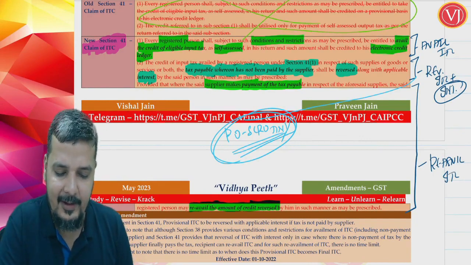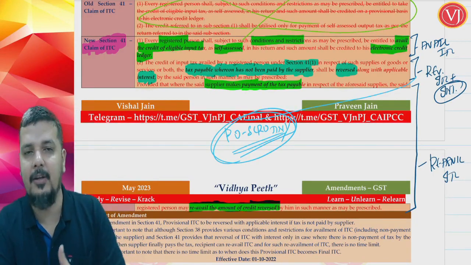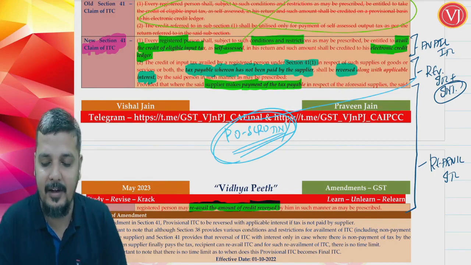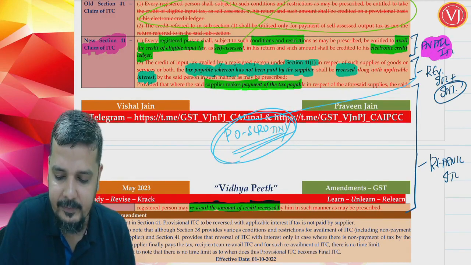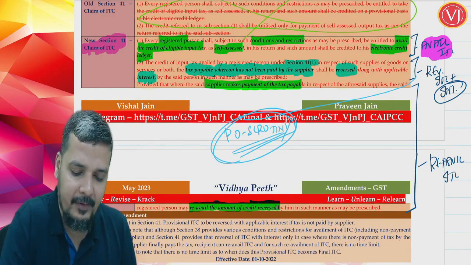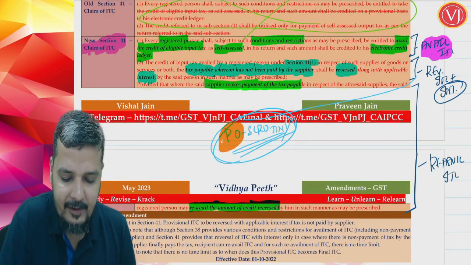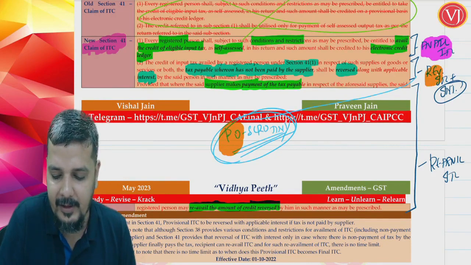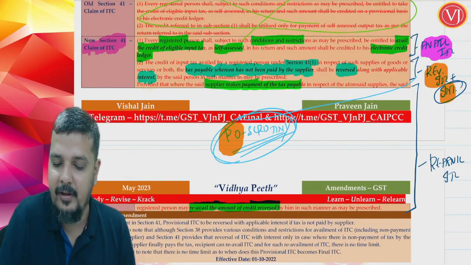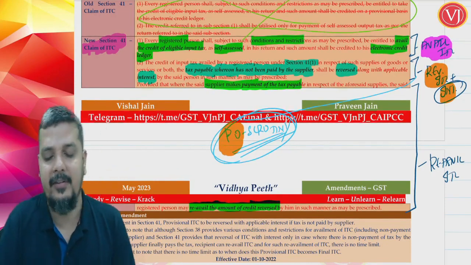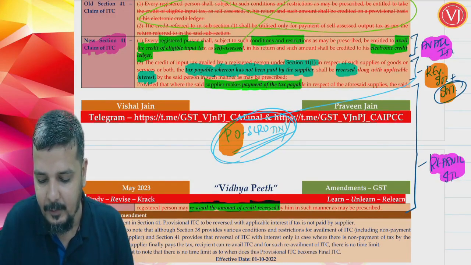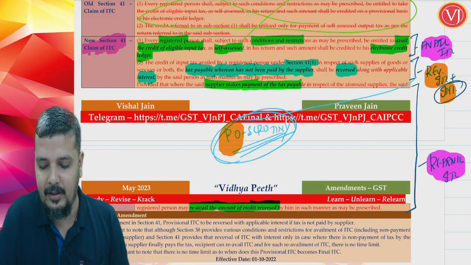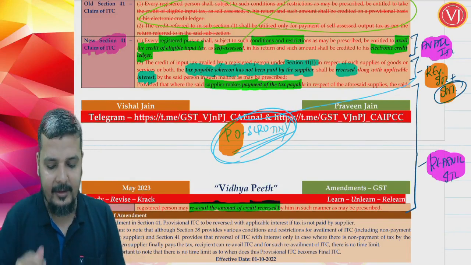So first they tell you not to worry about the supplier. This condition cannot be satisfied in real time. So first they tell you to please take the input tax credit. And if the proper officer at a later point of time tells you that your supplier has not made the payment of tax, you please reverse that with interest. And if you later find that the supplier has actually made the payment of tax, you can re-avail the input tax credit. Interest will be a cost, but you can re-avail the input tax credit.